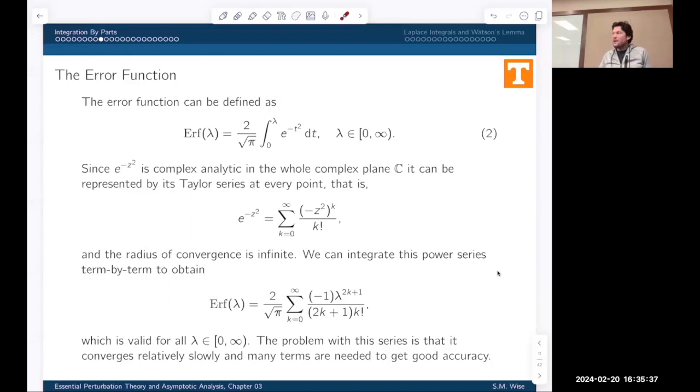Let's consider something called the error function, the ERF. ERF of lambda is defined as, I should put it defined here.